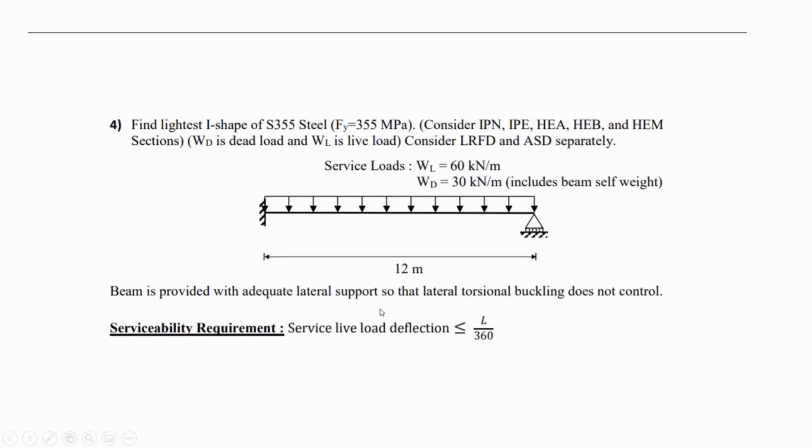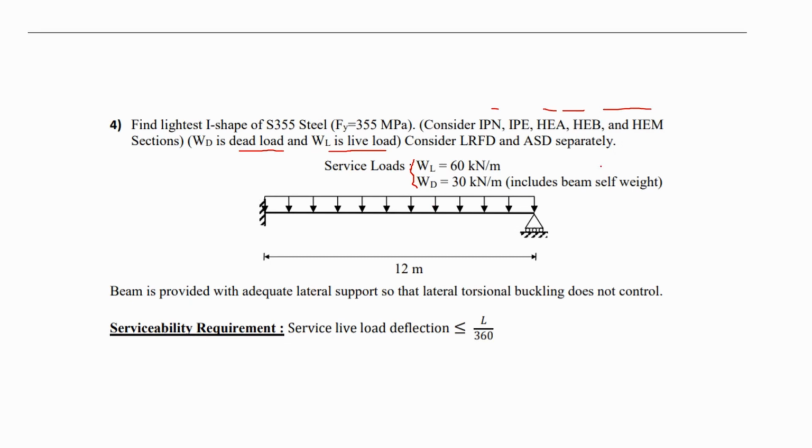So in problem number 4, if we read the question, we're supposed to find the lightest I shape of S355 steel with a given steel yielding capacity. And we're supposed to consider all these shapes that are given to us: IPN, IPE, HEA, HEB, and HEN. There are too many sections to try. And we are given the distributed dead load and the distributed live load as it appears in here, 60 kilonewton per meter for the live one and 30 for the dead one. And it says consider LRFD and ASD separately.